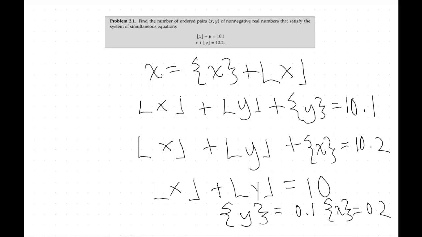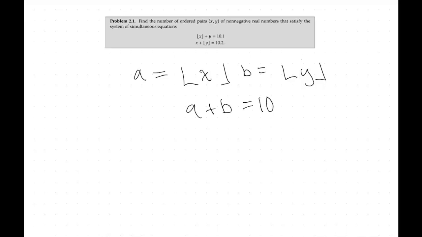Now let's continue the problem. Remember what it's actually asking us. It's asking us for the ordered pairs of x and y, right? So let's imagine that a, the variable a, is equal to the floor of x, and b is equal to the floor of y. Now we have that a plus b must be equal to 10. And in essence, we're finding all the integer pairs a, b such that they add up to 10, and by doing so, we will find all the integer pairs of x and y that satisfy this equation. So let's just take a systematic approach in solving this.